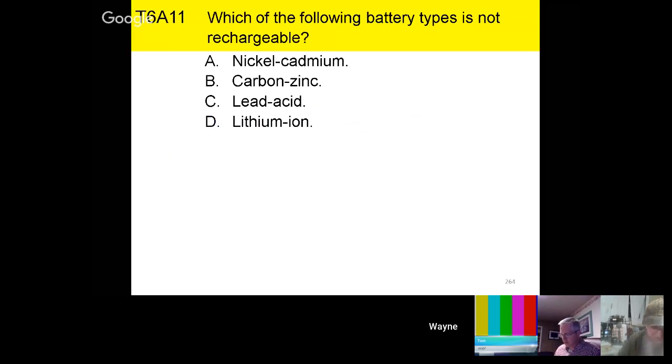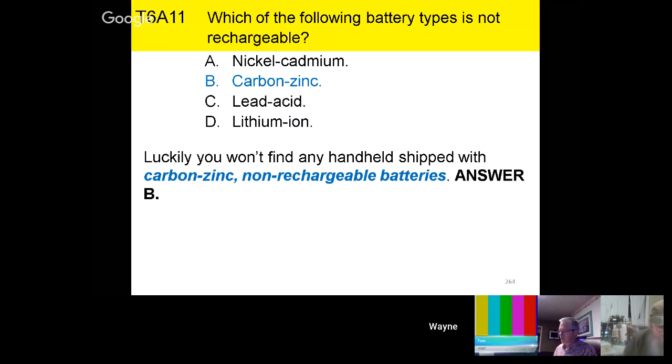Okay, here we go. Which of the following battery types is not rechargeable? And I kind of mentioned one of these before. The nickel cadmium or NiCad batteries are rechargeable, as are the lead acid and the lithium ion. So your correct answer on this is B, your carbon zinc batteries. These were the common batteries that you got with all your toys at Christmas time, way back when, before NiCads came out and all these other fancy battery types. They were not rechargeable, and you had to throw them away, and your toy broke down, and your mom, dad, I need batteries. So carbon zinc are non-rechargeable batteries. And you won't find any in the handhelds shipped because the handhelds are typically rechargeable batteries.